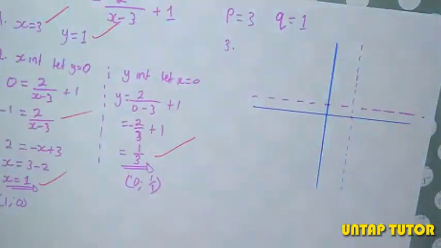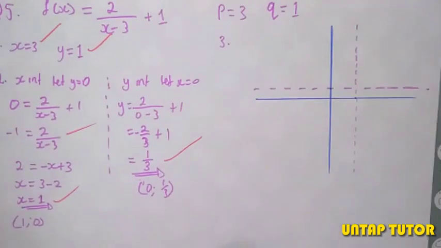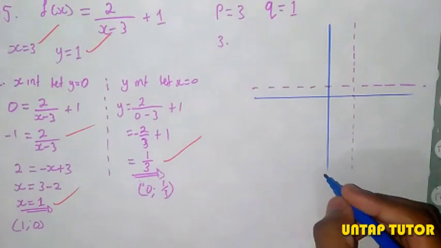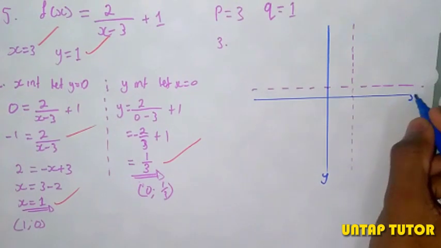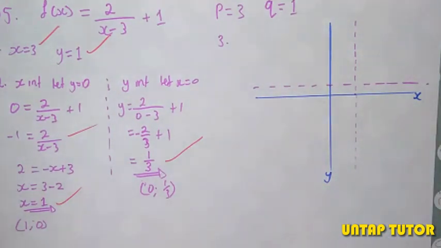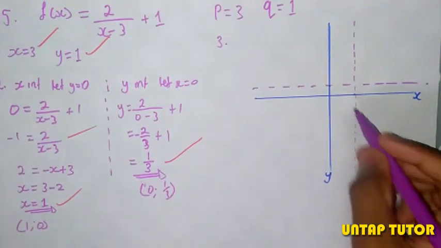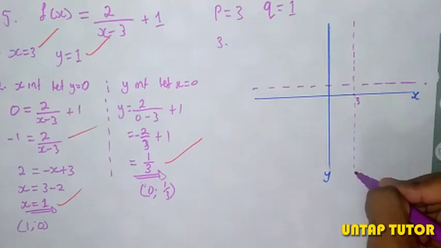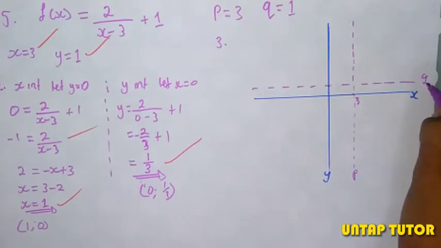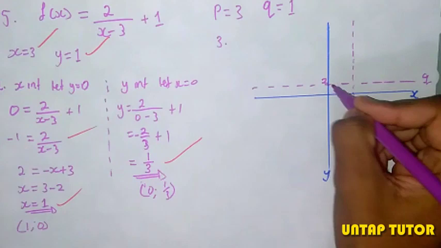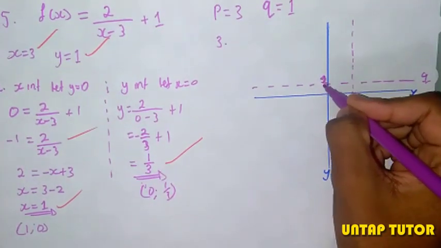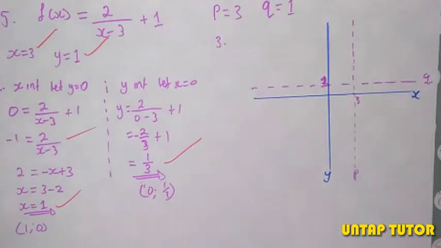So after you do that, every time you draw this thing, a hyperbola, you first draw your x's, right? Because this is y and this is x, and then you draw your asymptotes. So this is p, which is x equals 3, but I'm still gonna say p. This one is q, it cuts at 2. No, actually 1. Sorry, 1. So you always follow this step. First write your x's and then write your asymptotes.